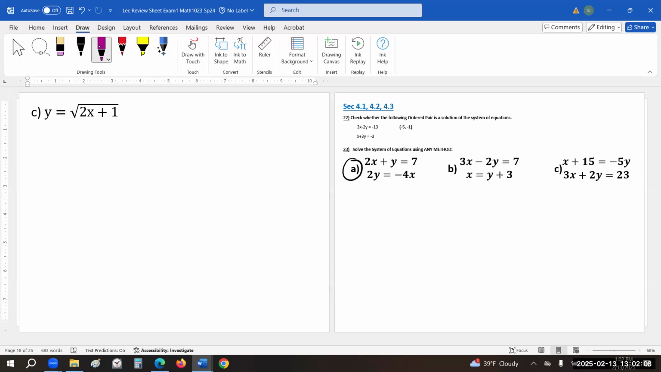You can use substitution in A also. So if you want to use substitution, we want to have y alone. So we divide both sides by 2. So we get y equals what? Negative 4x divided by 2 gives us negative 2x.